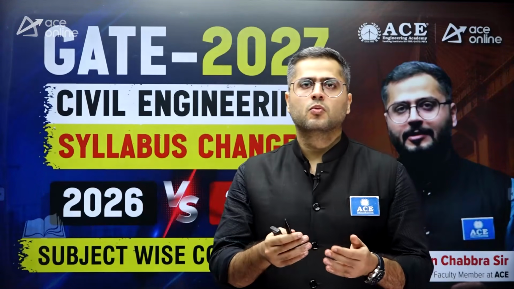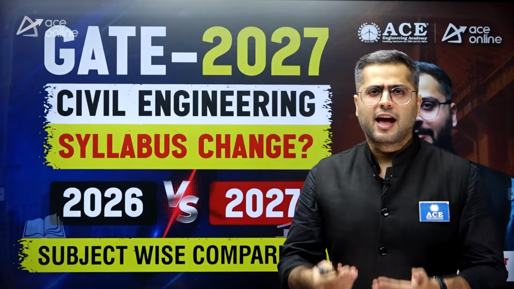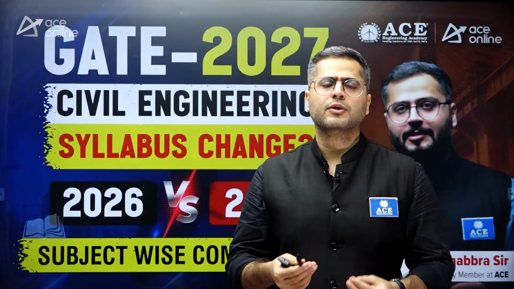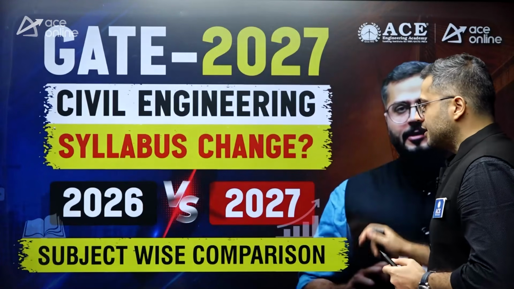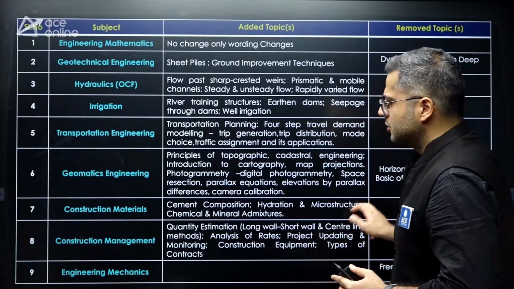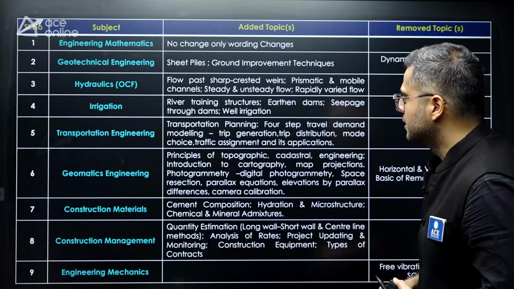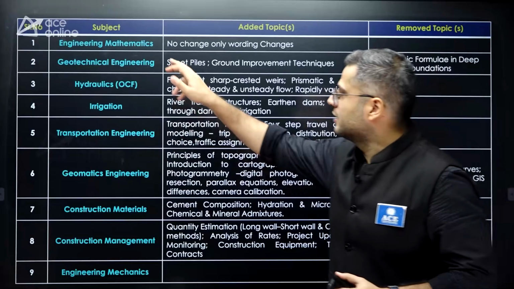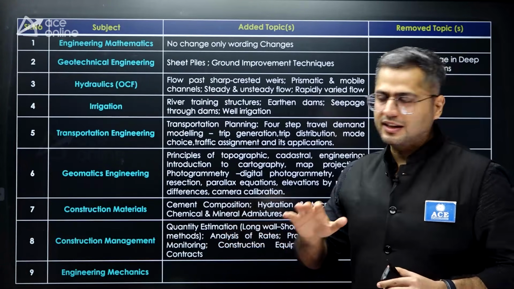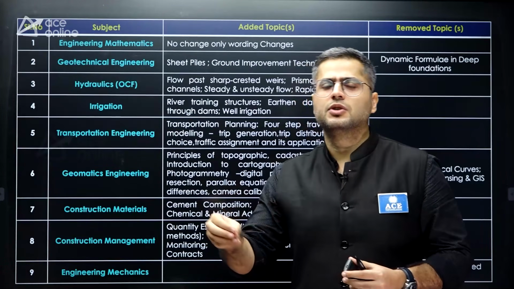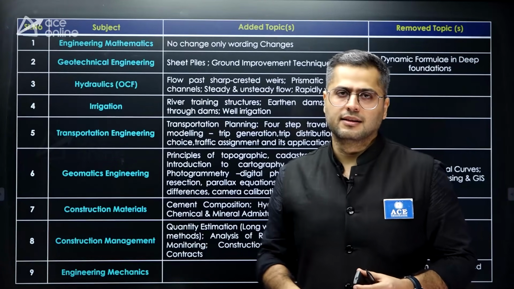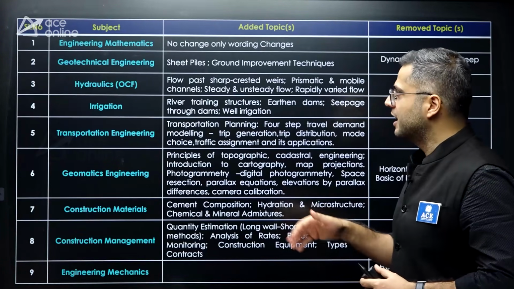So we'll be comparing what topics of our different subjects of civil engineering have been added and some few topics have been removed. We will be looking out for both for all the subjects. So let's dive into the considerations. There are two slides which I have mentioned and all the subjects have been mentioned over here. In engineering mathematics, you can see that there is no change in the syllabus. Nothing has been added or subtracted. There are just wording changes in the syllabus. Nothing else has changed.